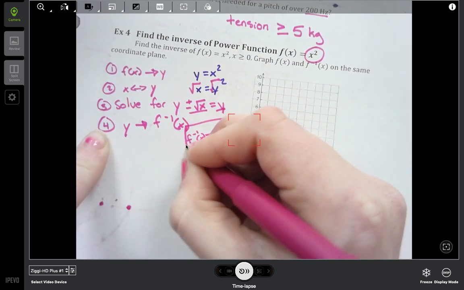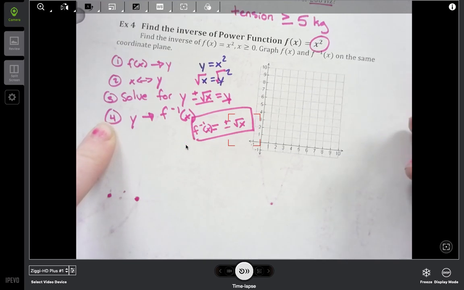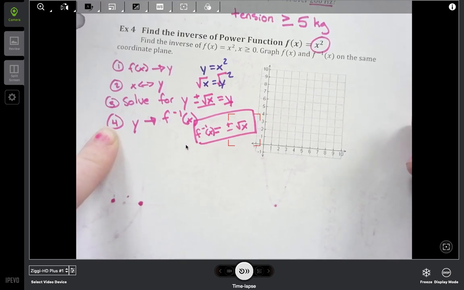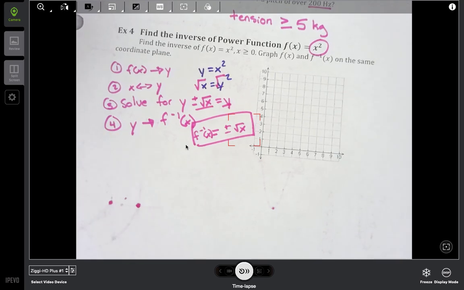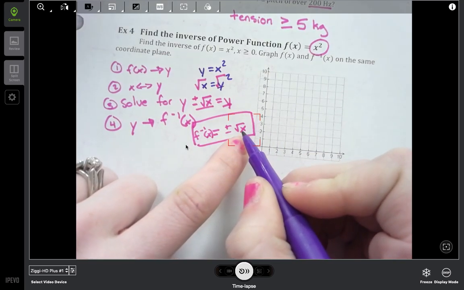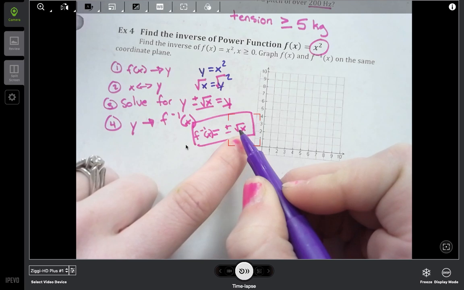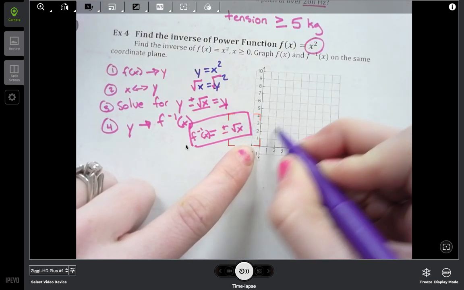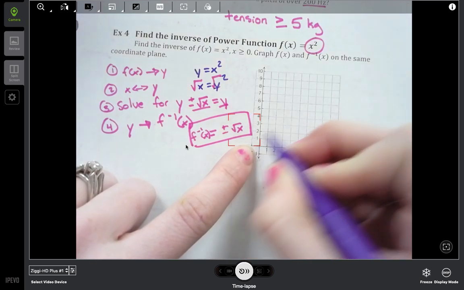So this is my new function. If I went too fast, pause the video and finish writing that. So we have plus and minus the square root of x. Okay, the square root of x we know starts at 0 and it goes like this, right? Starts at 0, goes like that.